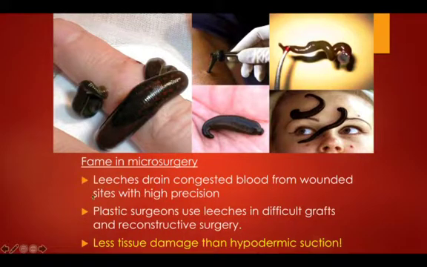Leeches, I put this on here because they have been and are still used for some small surgeries. Leeches can drain congested blood from wound sites with high precision. Plastic surgeons sometimes use leeches in difficult grafts. And they do this because it actually causes less damage than hypodermic suction. So we still use these today, and leeches have been used historically for a very, very long time.